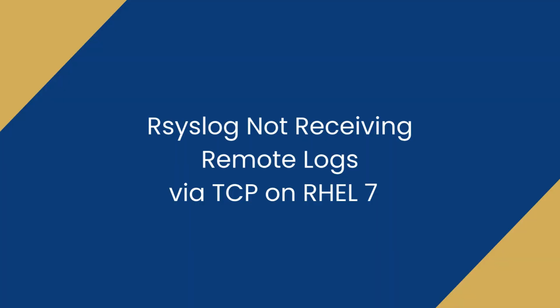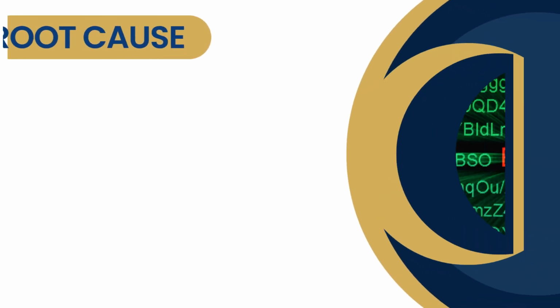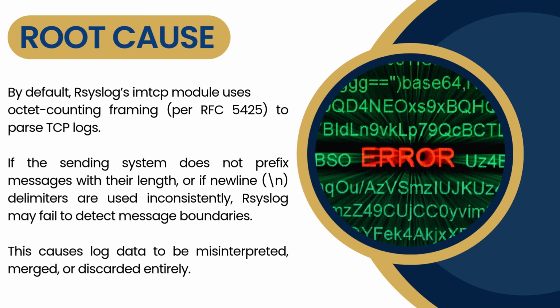The topic for today is Rsyslog not receiving remote logs via TCP on RHEL 7. By default, Rsyslog's imtcp module uses octet-counting framing to parse TCP logs. If the sending system does not prefix messages with their length, or if newline delimiters are used inconsistently, Rsyslog may fail to detect message boundaries. This causes log data to be misinterpreted, merged, or discarded entirely.